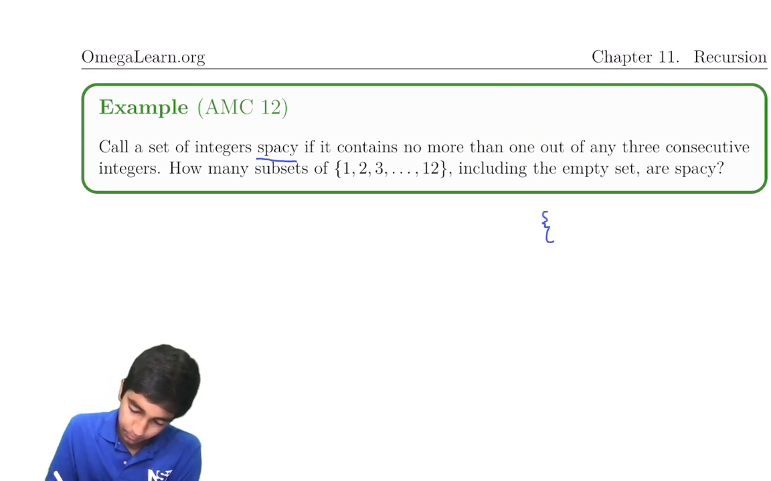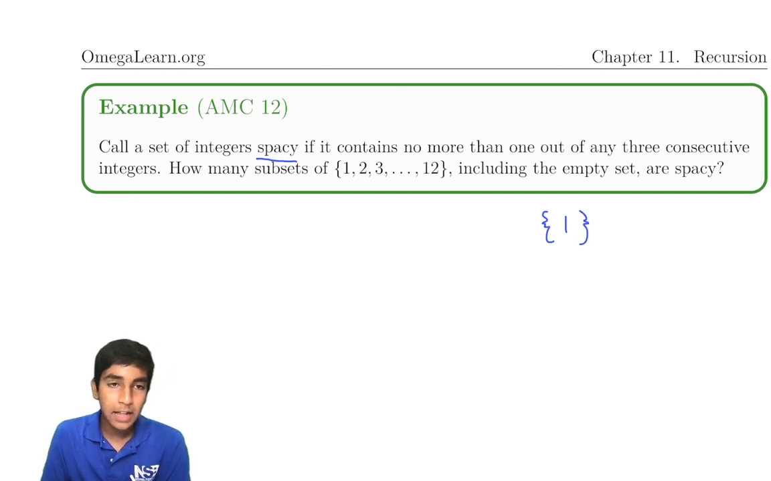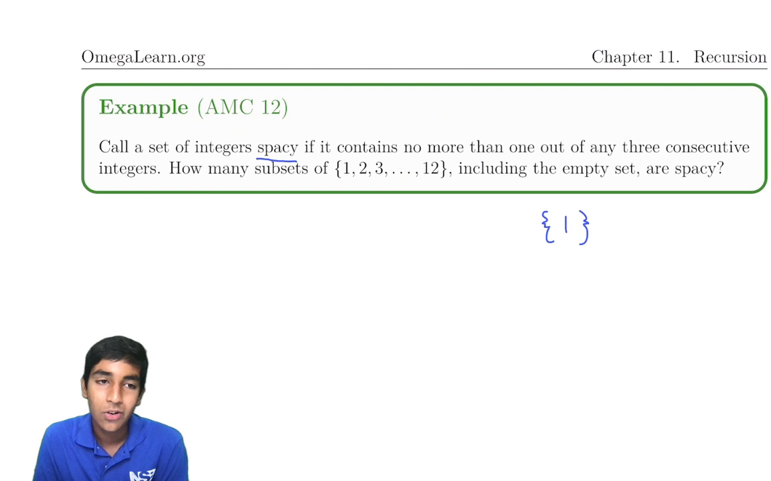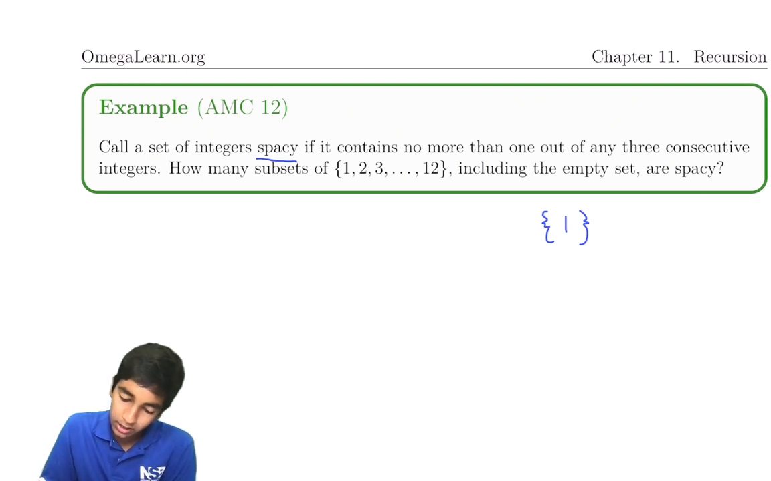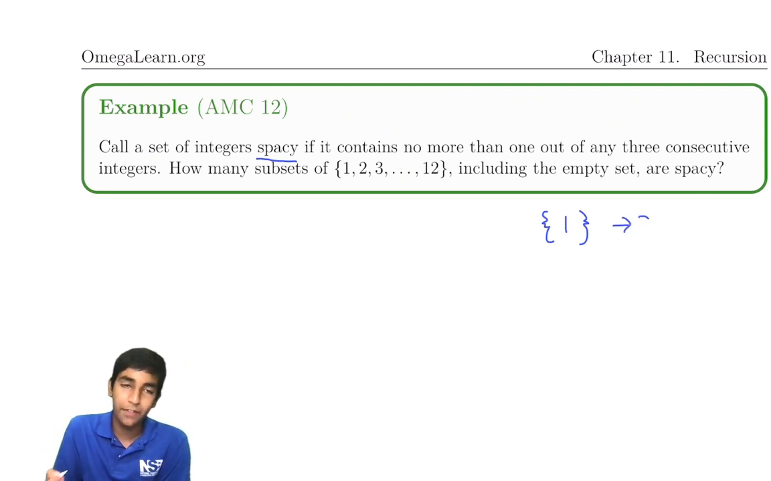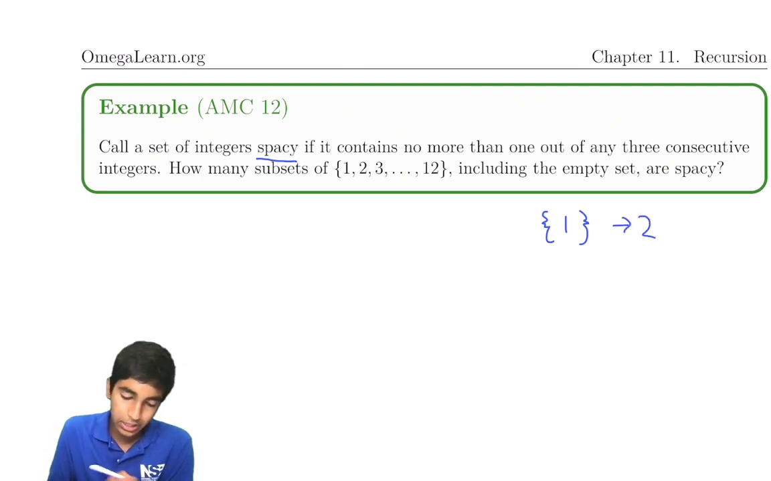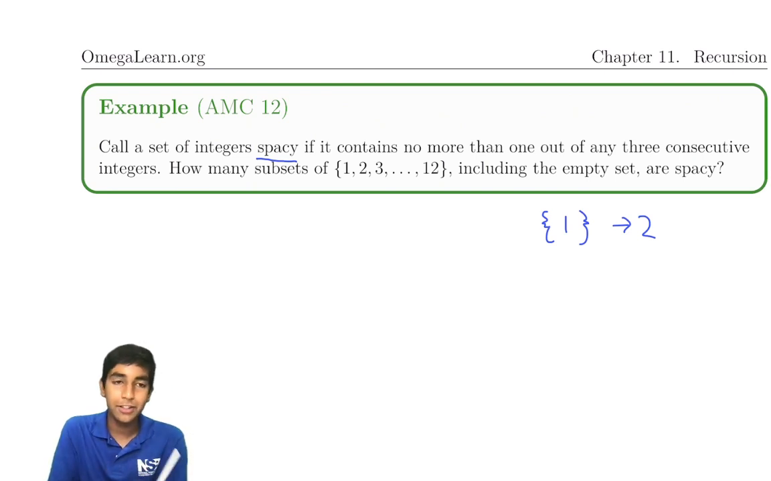1. How many subsets of 1 are Spacey? Well, there's really only 2 subsets. 1 and the empty set. They both work because they only have one number that's even part of it, so we don't really have to worry about anything there.